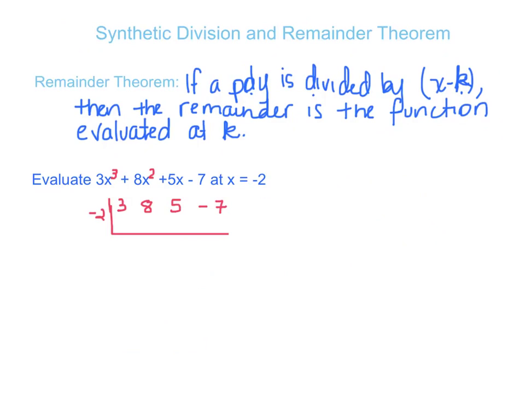Okay, so to review this, we're going to bring the 3 down. We're going to multiply by -2 and put it here. We're going to add those. We're going to multiply by -2 and add those. Okay, put it in here and add. Multiply -2 times 1, put it in here, you get -2, add those together, and you get -9.